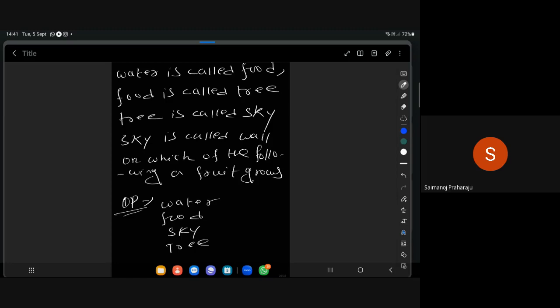Now the question is: on which of the following a fruit grows? So first you ask yourself, on which a fruit grows? Out of this information, it is tree. So your answer will be tree. But they have asked you what is tree? Tree is sky. So sky will be your answer. Understood? Any doubt?